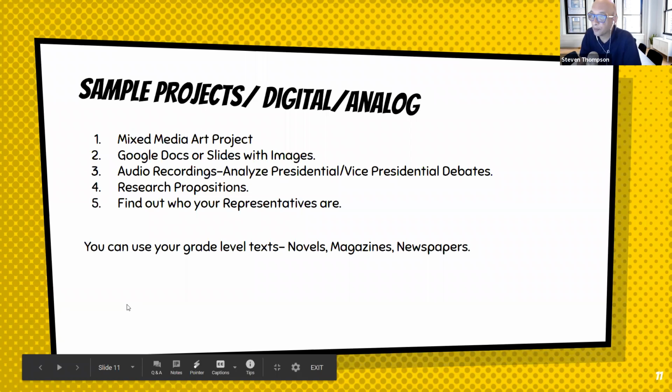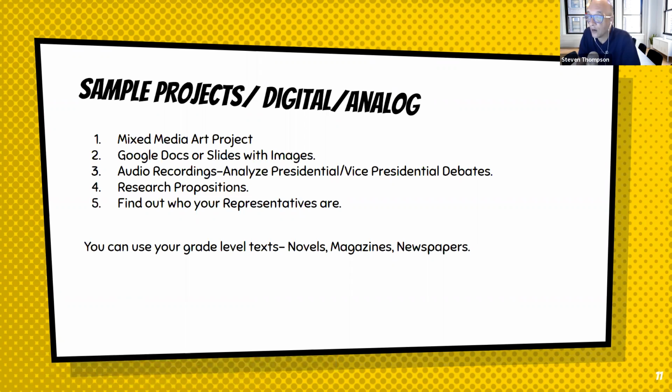Okay. All right. So here we go. Sample projects. We can use a mixed media art project. We can go on and find all the propositions, find pictures, align them, and make a project out of that. Google Docs or slides with images. Think about this. You can take a Google Doc and read a proposition and write what you think about it. Even if you're a first grader, let's think about this.